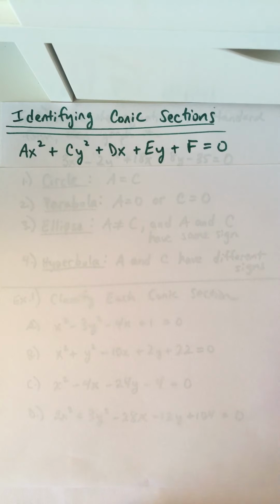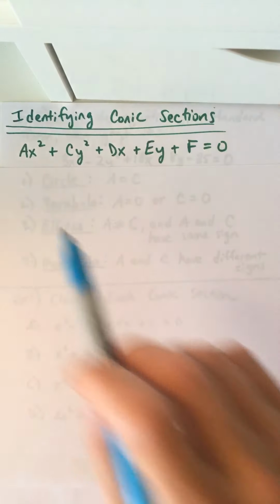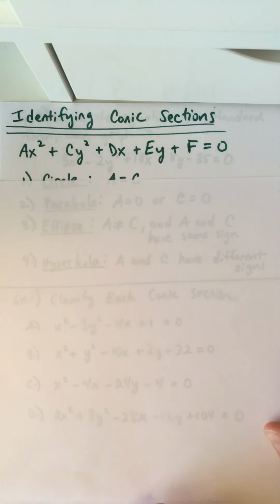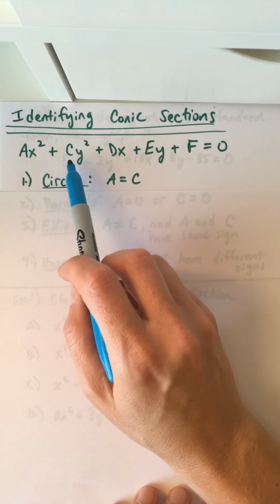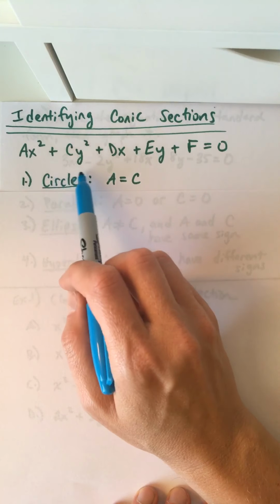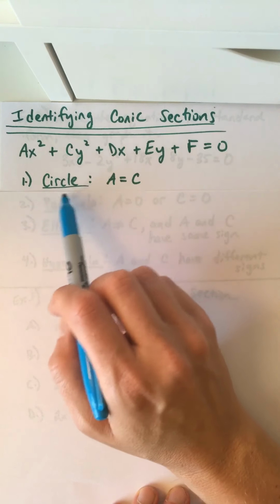We can quickly and easily identify which of the conic sections it is by comparing the coefficients of the variables. If your coefficient in front of the x squared term and the coefficient in front of the y squared term are equal, then it must be a circle.